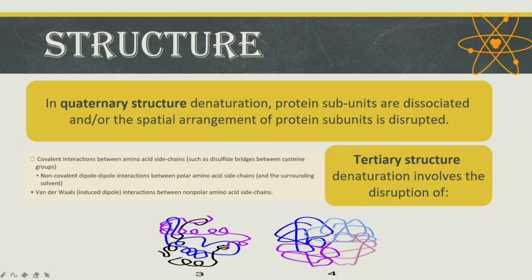So, the question is, how does denaturation occur at each level of protein structure? In quaternary structure denaturation, protein subunits are dissociated or the spatial arrangement of protein subunits is disrupted. Tertiary structure denaturation involves the disruption of covalent interactions between amino acid side chains, non-covalent dipole-dipole interactions between polar amino acid side chains, and van der Waals or induced dipole interactions between non-polar amino acid side chains.